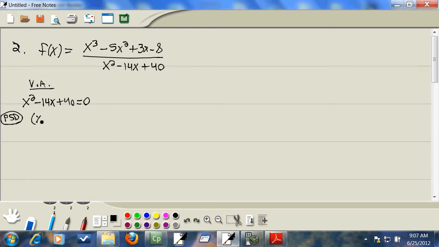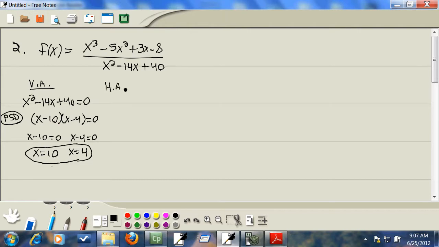And this factors as x minus 10 times x minus 4. Set each factor equal to 0. So I'll set x minus 10 equal to 0, and I'll set x minus 4 equal to 0. And we get x equals 10, and x equals 4. And those would be our vertical asymptotes.